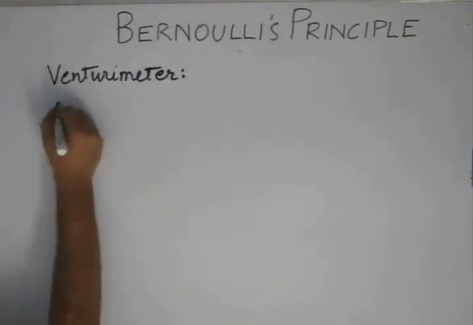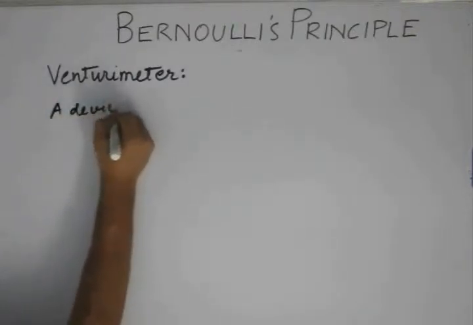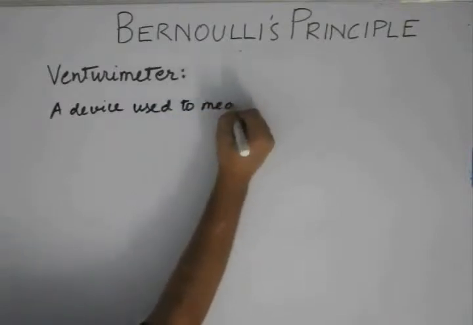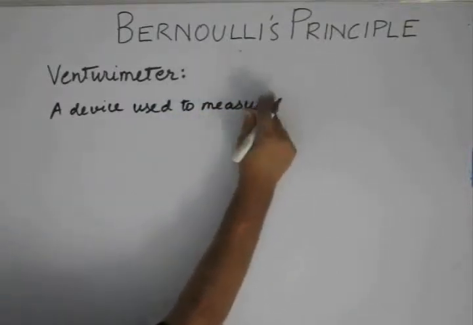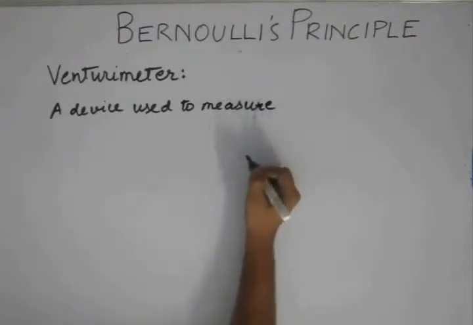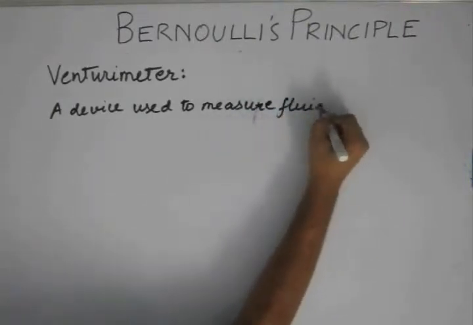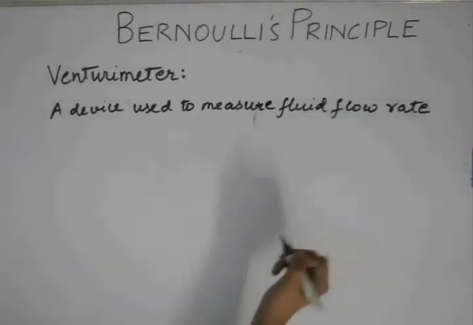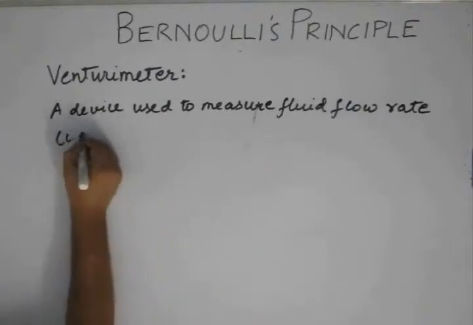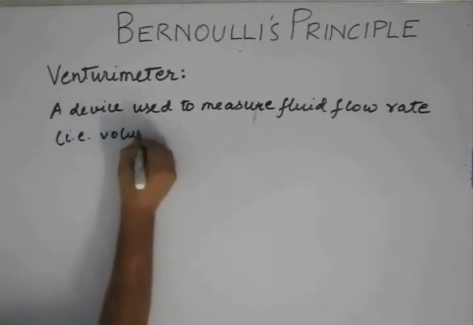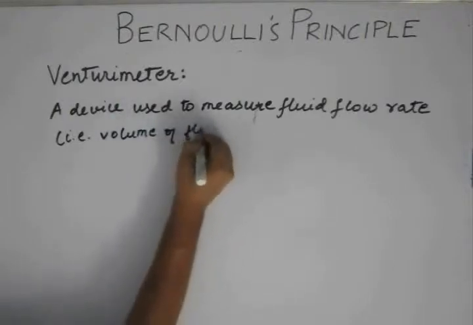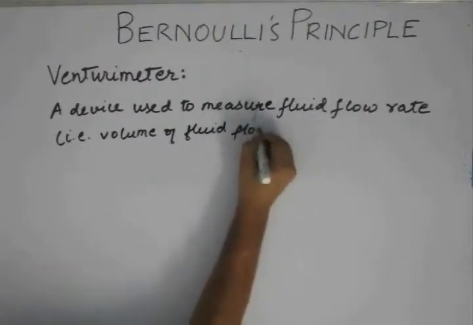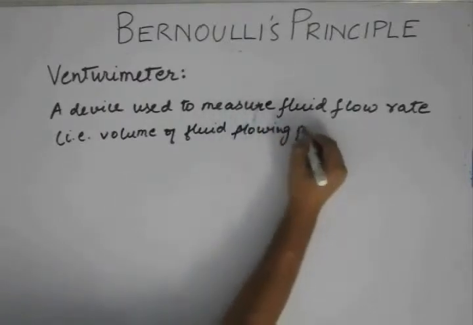A venturimeter is a device used to measure fluid flow rate. That is, the volume of fluid flowing per unit time.